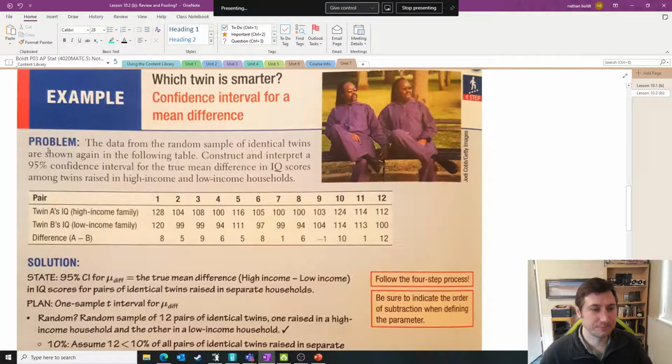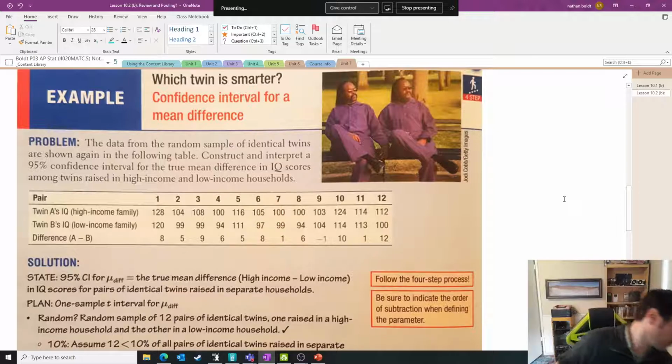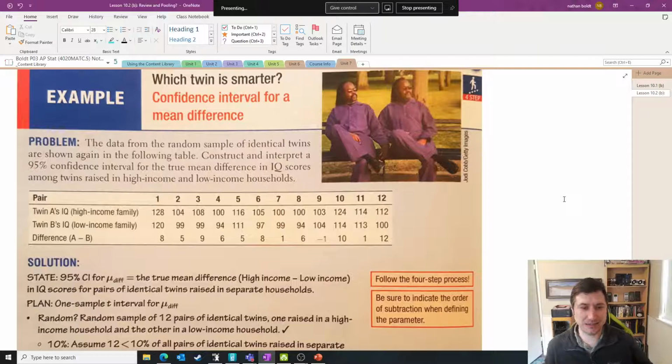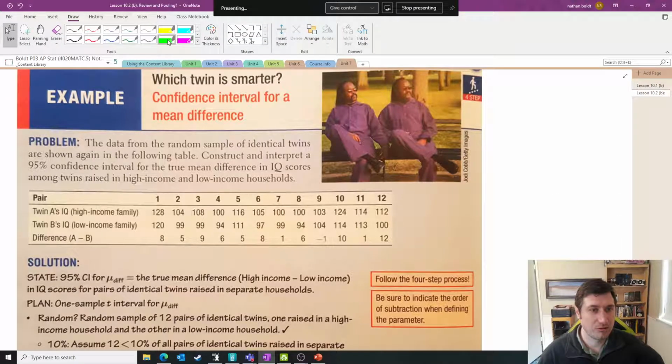So, construct and interpret a 95% confidence interval for the true mean differences in IQ scores. The true mean differences in IQ scores. So here we have two data sets. We have an IQ score for the twins that were in high income households. And we have an IQ score for the twins that were in low income households.